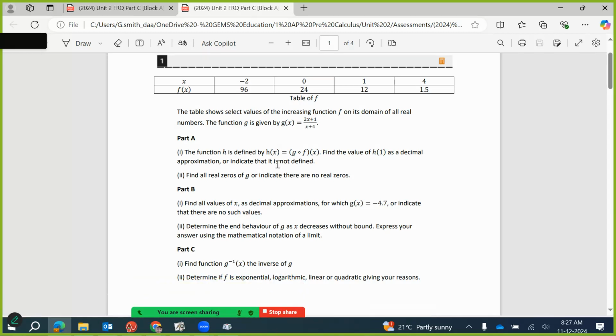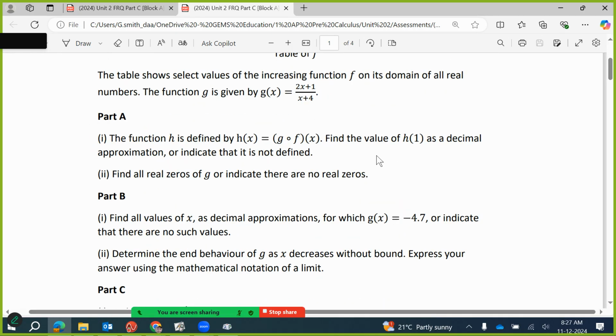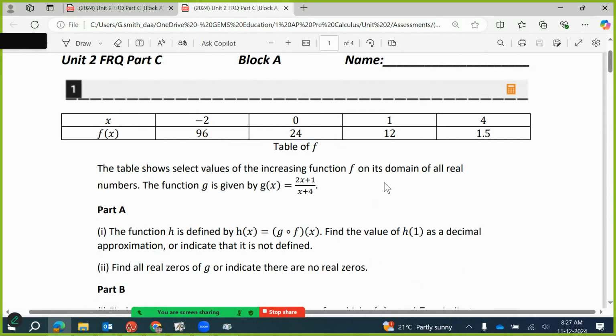Okay, so we're going to have a look at this question here. This question is a question 1 FRQ, so functions concepts. Let's have a little look at the question. We're given a table of values, and we're told that the table shows selected values of the increasing function f on its real domain.